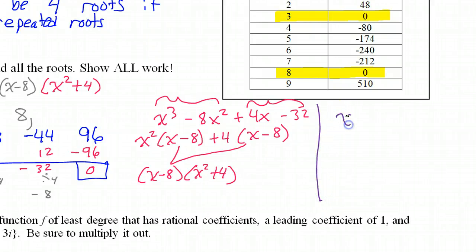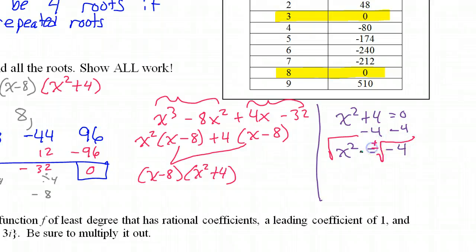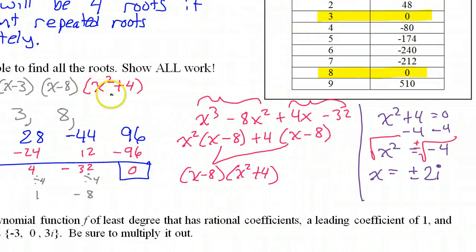Okay, so if I do x squared plus 4 equals 0, you know how we do. Subtract the 4, x squared equals negative 4, take that square root. Don't forget your plus or minus. So that'll give me x equals plus or minus. Now the square root of 4 is 2. Because I had a negative under the radical, that's going to be 2i. Okay, so the remaining zeros are plus or minus 2i. In other words, 2i and negative 2i.